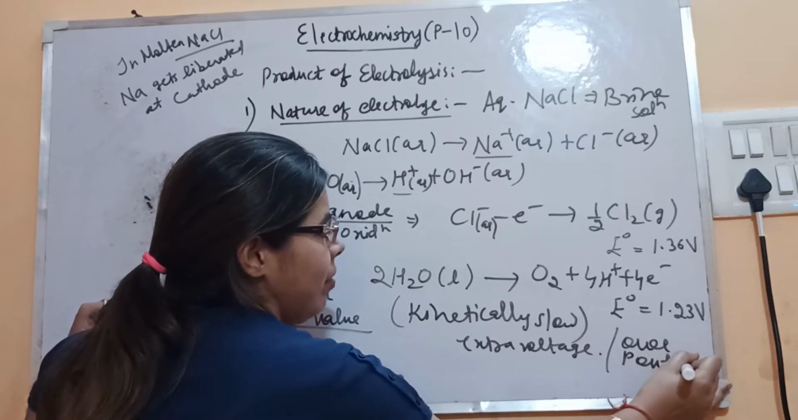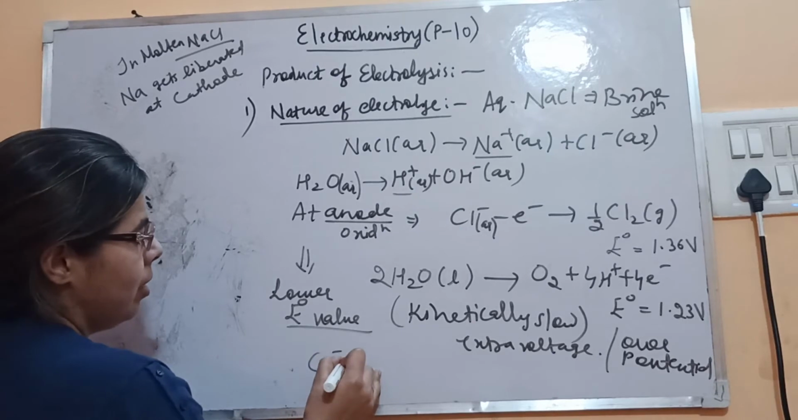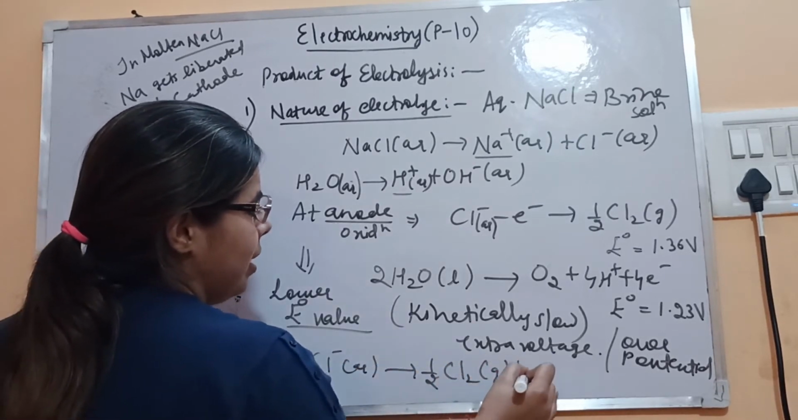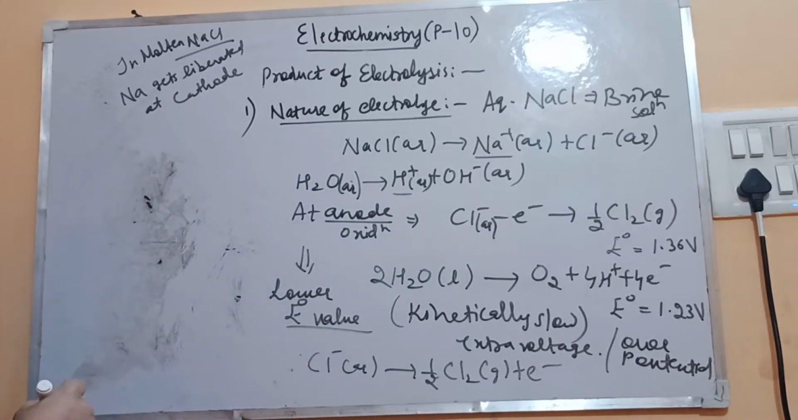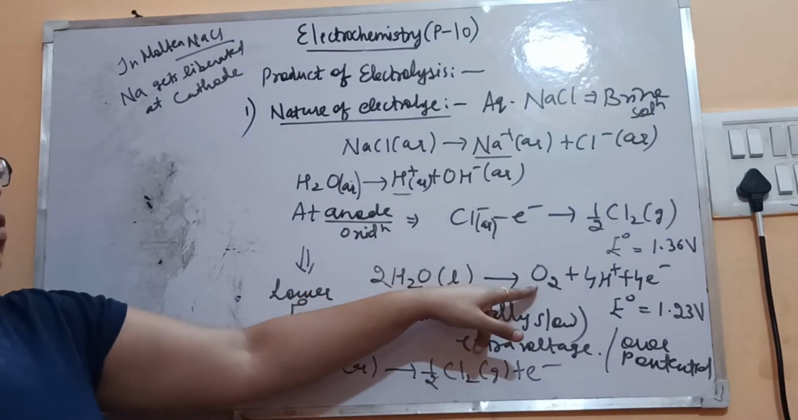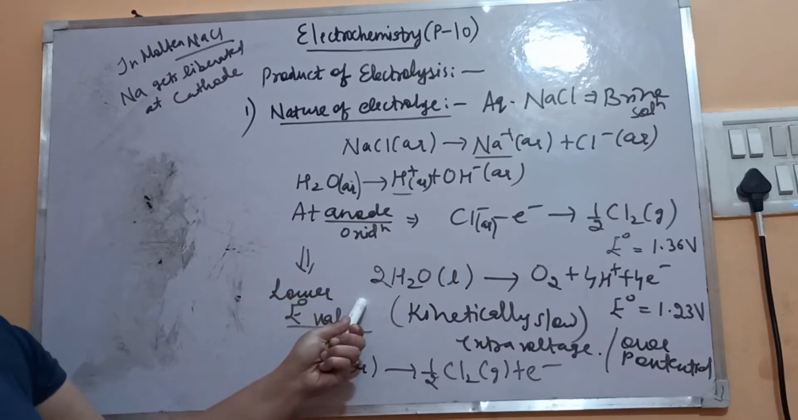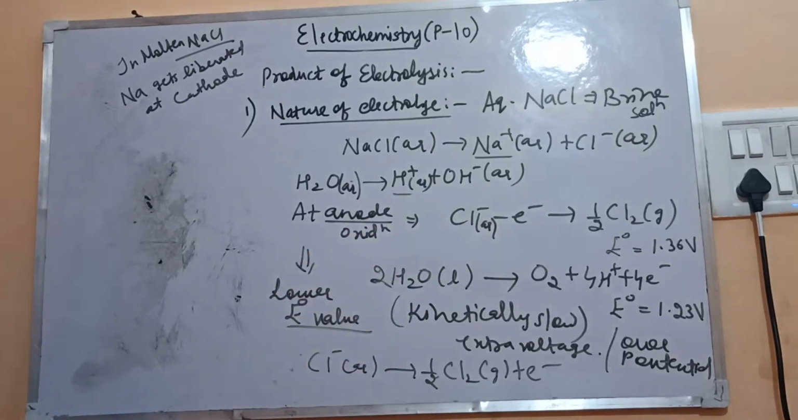So instead of that, what is getting liberated at the anode? Chlorine gas gets liberated at the anode. Due to the over potential of oxygen, because this reaction is kinetically slow, it will take more potential to take place. So accordingly this has to be done, but it is not the case according to E naught value. This chlorine gets liberated at the anode.